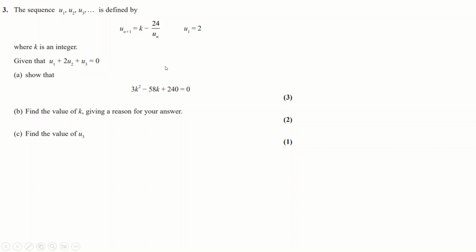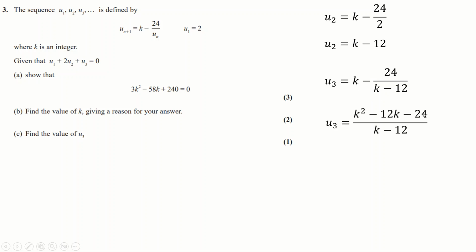This question's a bit more interesting. If the first one is 2, then the second one is k minus 24 over 2, which is k minus 12. You can get the third one by putting k minus 12 into here. A bit more work to do now. Times this by k minus 12 over k minus 12, and then you've got the same denominator, so you can just take away the 24 in there as well.